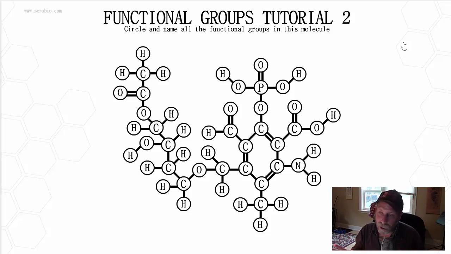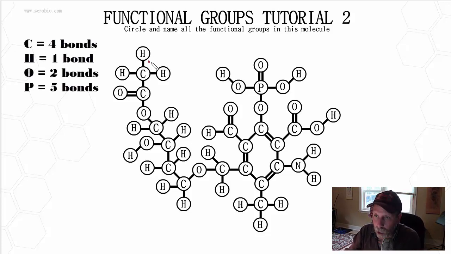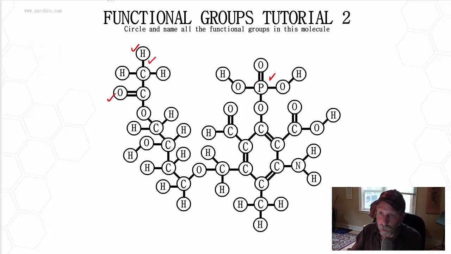I'm not saying that this is a real molecule, that it exists, but it does follow the basic rules in terms of carbon having 4 bonds, hydrogen always having 1 bond, oxygen having 2 bonds, and phosphorus here having 1, 2, 3, 4, 5 bonds. Okay, so we're going to go through this, and I think the first thing that I'm going to do is introduce the 2 new functional groups that are in here. All right, so go ahead and circle along with me and label these as I do it as well.